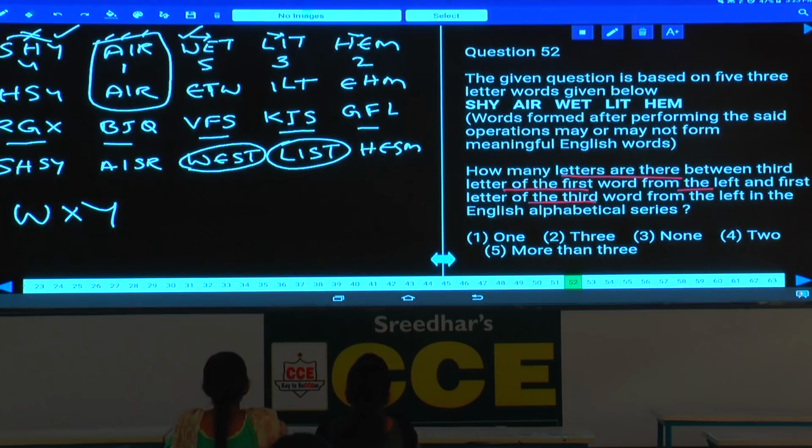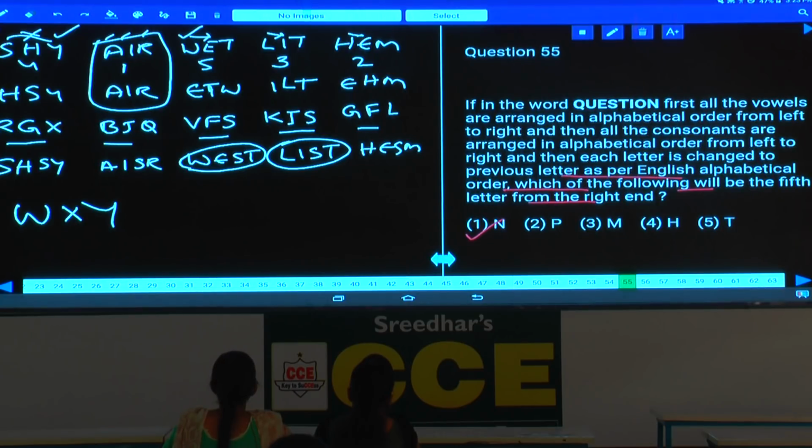And how many letters are there? There is only one letter, that is choice 1. Done with this? Now this is about question numbers 51 to 54. Next one is question number 55.